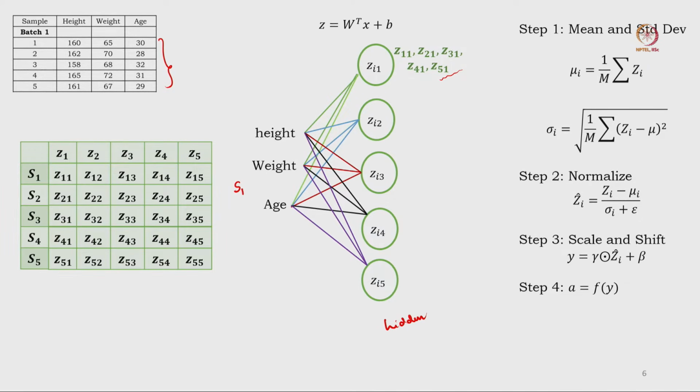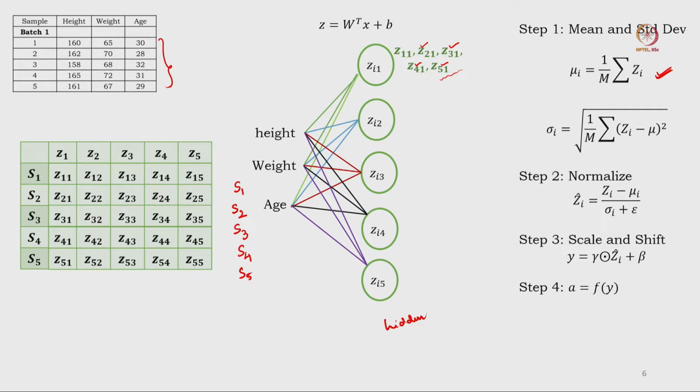Now I think you will be able to understand how we got these values. When we passed the first sample, first node; when we passed the second sample, this is the second sample, first node; when we passed the third sample, first node; when we passed the fourth sample, first node; when we passed the fifth sample, first node. Right. Now, what does batch normalization say?